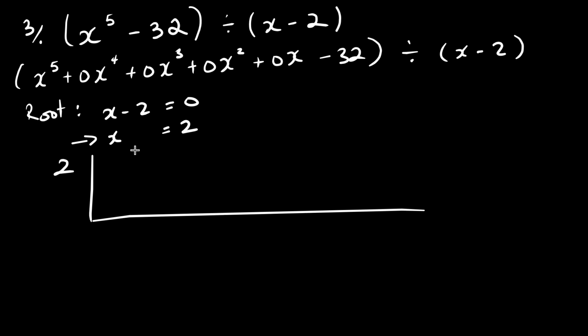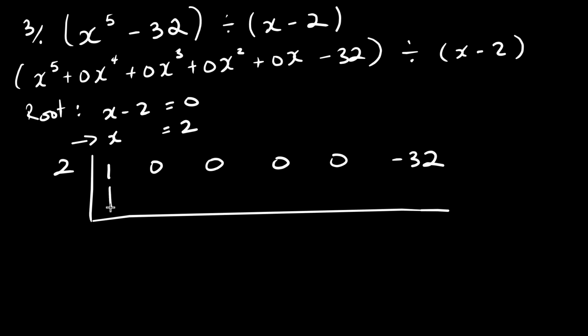Now we're taking the coefficients of our polynomial. So we have 1, 0, 0, 0, 0, and -32 for our constant. Hopefully I didn't miss anything there. So we should have 4 zeros, the 1 and the -32. 1 being the coefficient of x to the 5th.